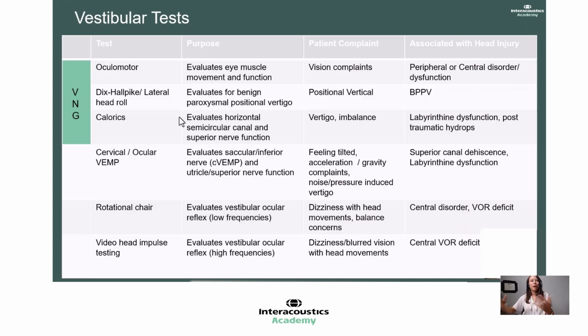We do have a lot of tests in our battery that we can utilize in patients that describe blurred vision, that describe dizziness or imbalance. And we know that many of these tests are sensitive to dysfunction that you can see post-head injury, whether that's BPPV, labyrinthine dysfunction, superior canal dehiscence. There's a lot of known injuries that can happen specifically to the inner ear post-head injury. But how do we know what tests to do or what tests are the most sensitive?